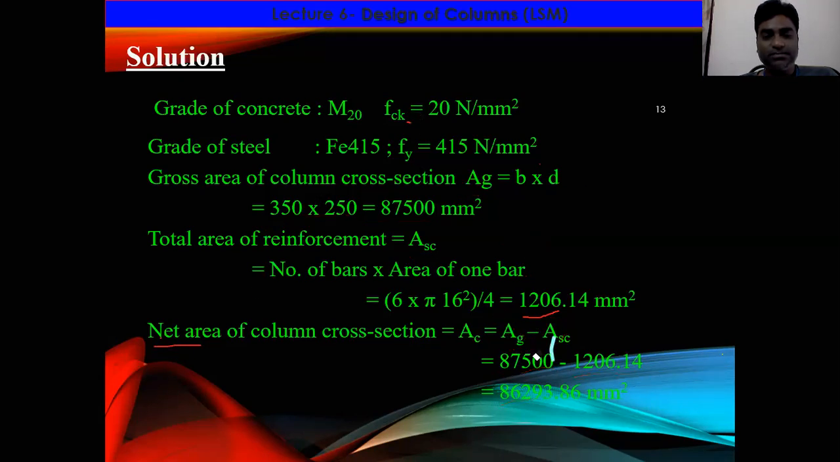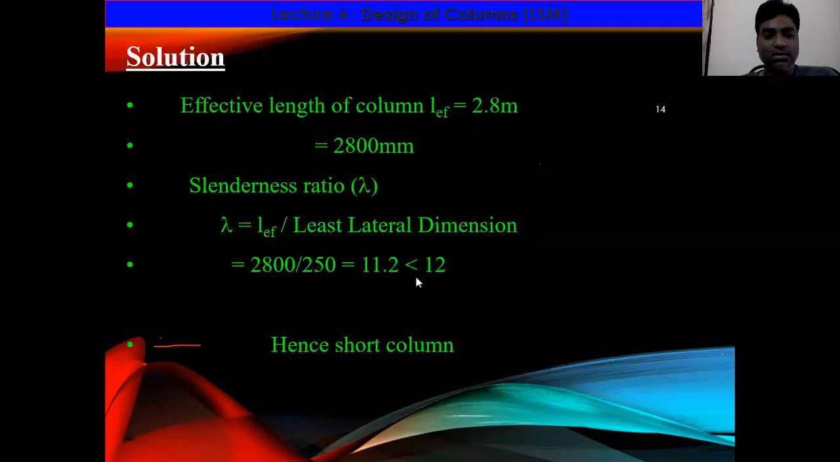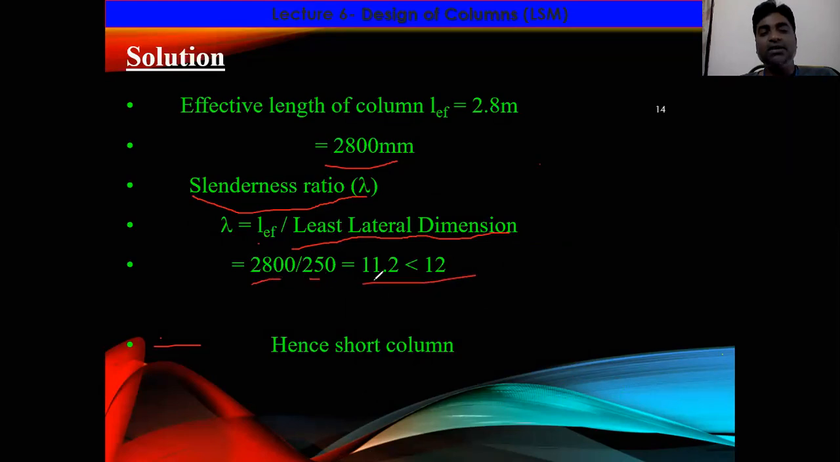So next is effective length. So you need to calculate, it is directly given, that is 2800. Then you need to check whether it is a long column or short column. That means the slenderness ratio. The slenderness ratio is nothing but the ratio of effective length to the least lateral dimension of the member. So out of the rectangular column, the least lateral dimension is 250 mm. So 2800 by 250, you get 11 point something, and it is less than or equal to 12. So therefore, it is a short column.